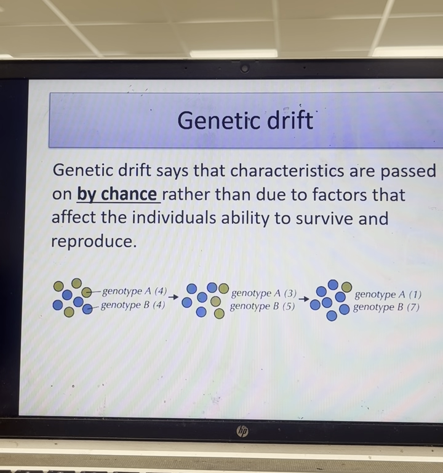Genetic drift said that characteristics are passed on by chance rather than due to factors that affect the individual's ability to survive and reproduce. Passed on by chance.